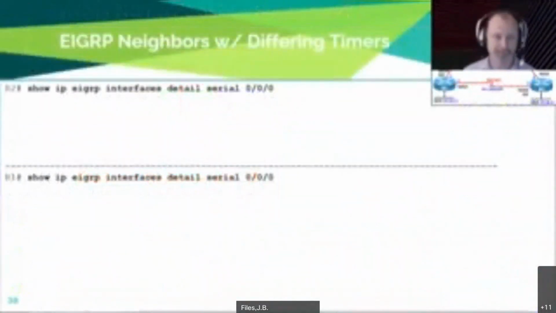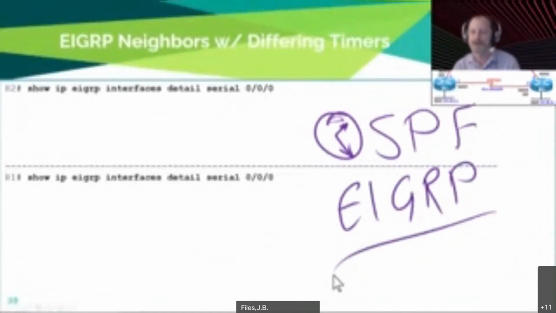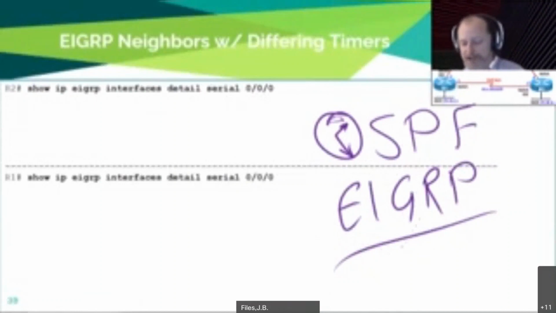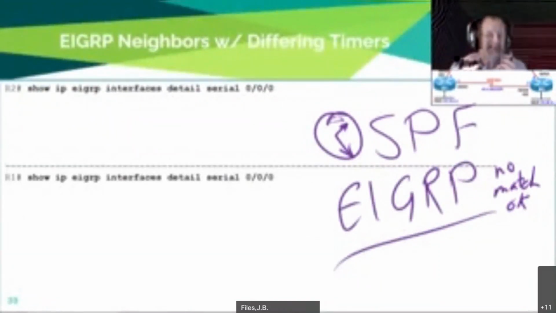Let's talk about timers. EIGRP neighbors with differing timers. Okay. One thing for OSPF, to create a neighbor relationship, the timers have to match. Okay. And that's because you can draw a clock in there. Okay, with EIGRP, there's no convenient place to make a clock face. So timers don't have to match. No match. However, if neighboring timers are off by too much, it could cause problems.